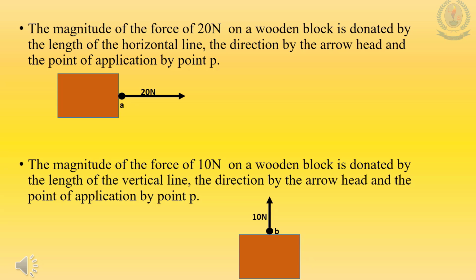The straight line of 10 newtons is smaller than the straight line of 20 newtons. What is the reason for this? The reason for this is that the magnitude of the force is represented by the length of the straight line. The magnitude 20 newtons is larger than 10 newtons. That's why the 20 newton straight line is bigger than the 10 newton straight line.